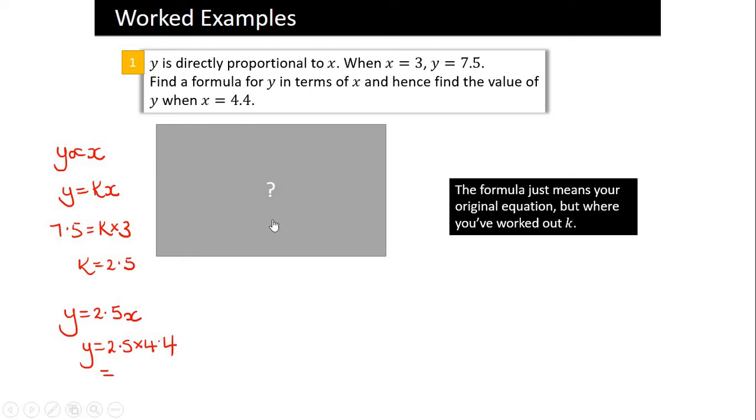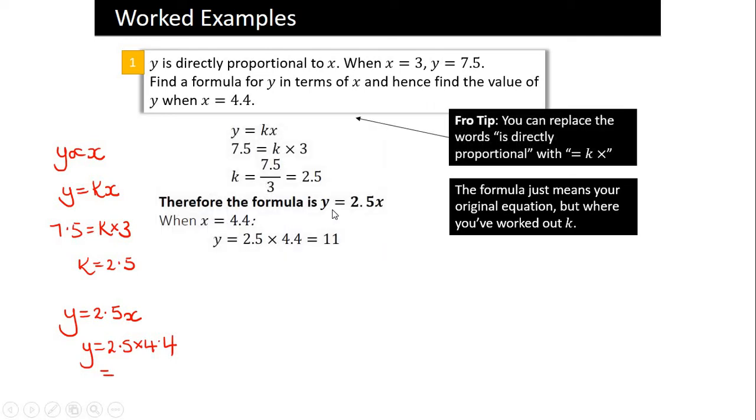If I have a look at the worked solution, this is exactly what they've done. They've got y is proportional to x, which lends itself to this equation here. They've substituted the 7.5 and the 3 in and worked out that k is 2.5. Put this back into the formula, so y equals 2.5x. And then when x equals 4.4, they've worked out that y must be 11.